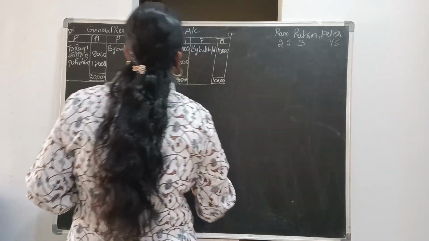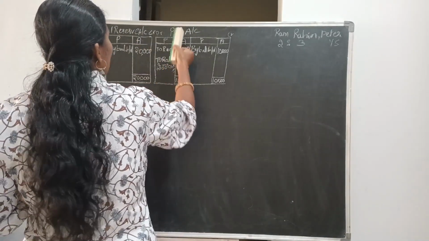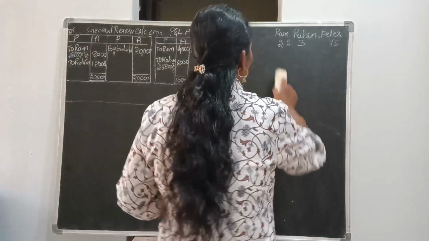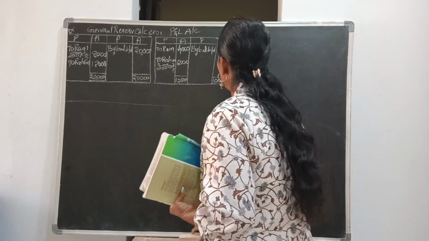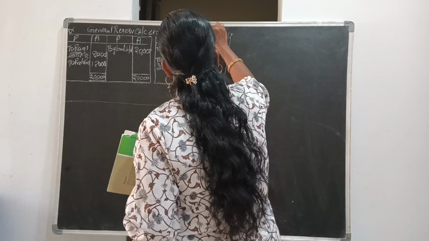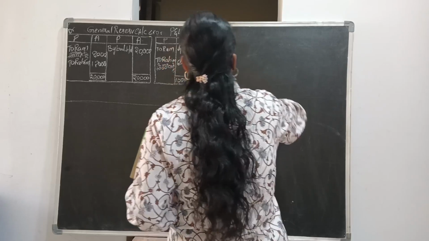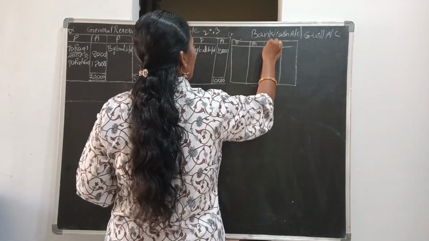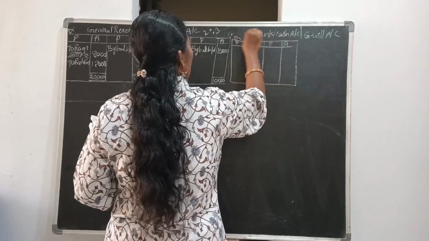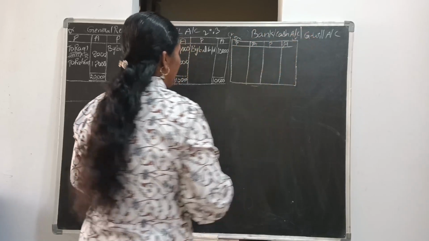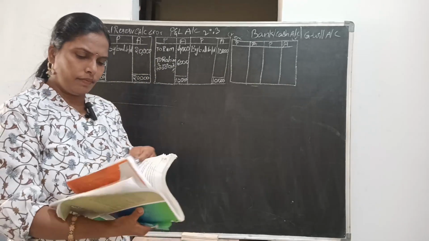I mean, we distributed general reserve to old partners and P&L account to old partners. So, 2:3 is our old partners' sharing ratio. Particulars, amount. This is the debit side, again this is the credit side. So, what is the balance?